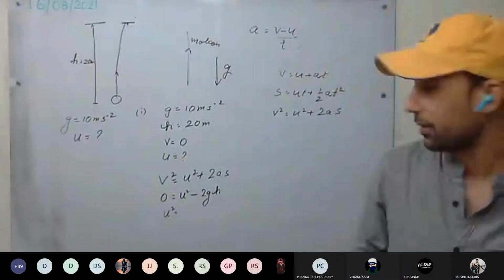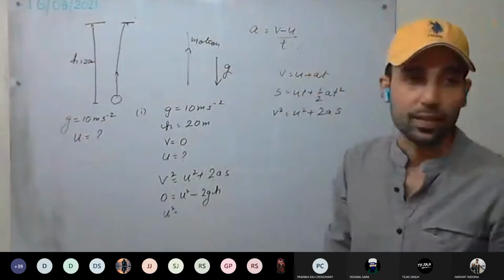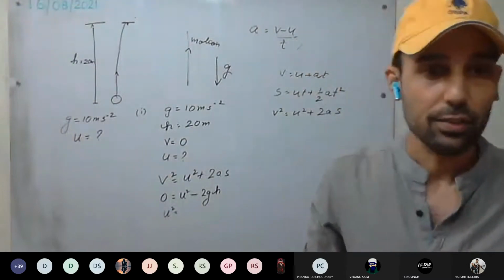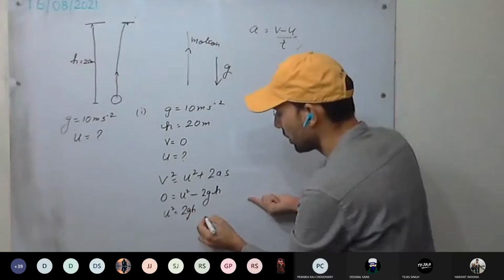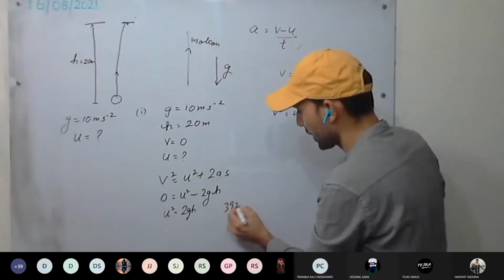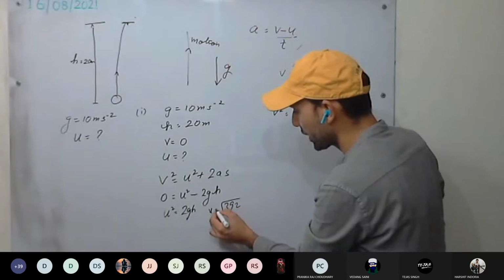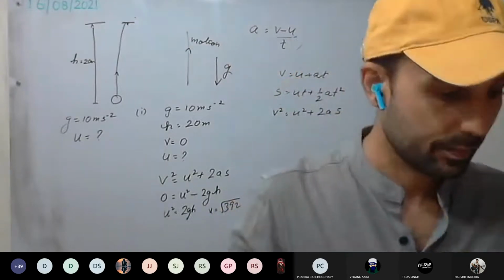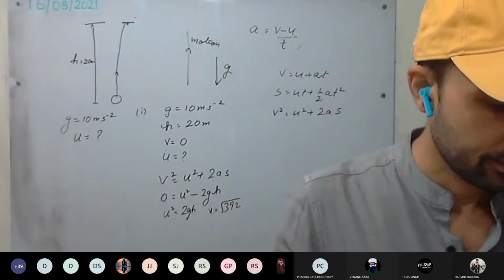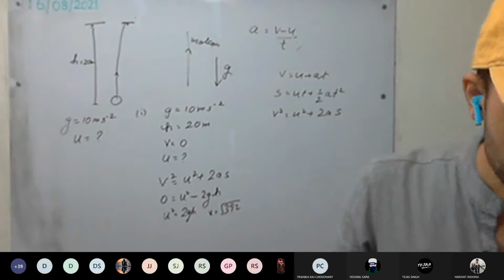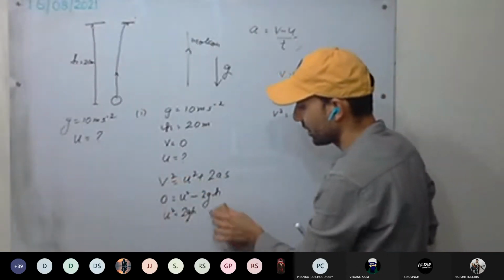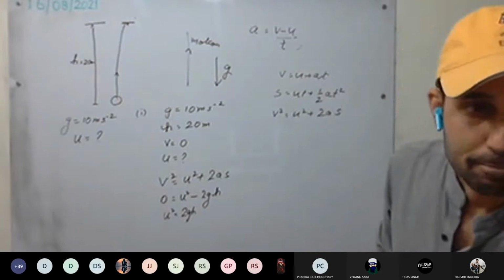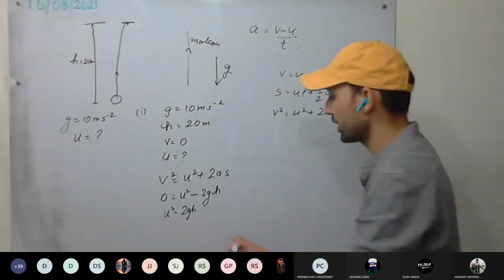Okay, calculate now. Calculate the initial velocity now. U square equal to 2gh. Under root 392. Okay, are you all getting the same? 392, no, you won't get that one. You have to take g as 10. Under root 400.